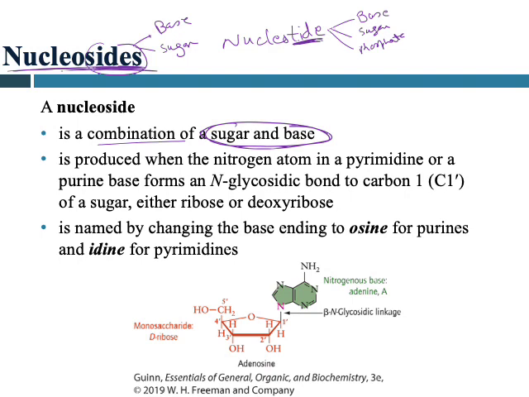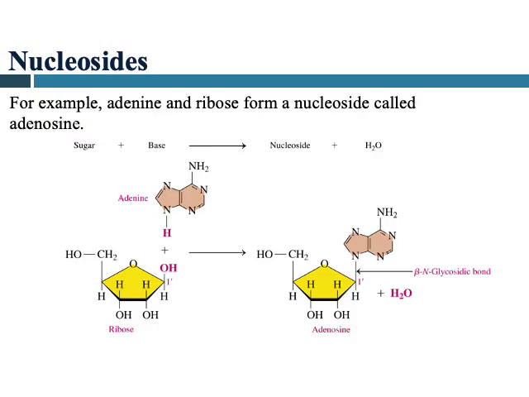and it's normally produced when the nitrogen atom in the pyrimidine forms a glycosidic bond to the first prime carbon of the sugar, whether it's ribose or deoxyribose. So let's see the next. This is your ribose in RNA, because ribose is present in RNA. This is the first prime carbon, and this is your base, right? One of the purine bases, which is adenine right now, A.